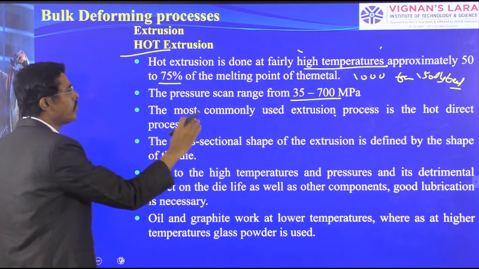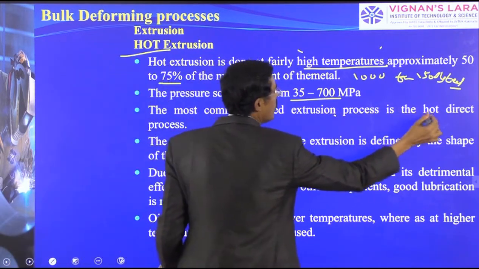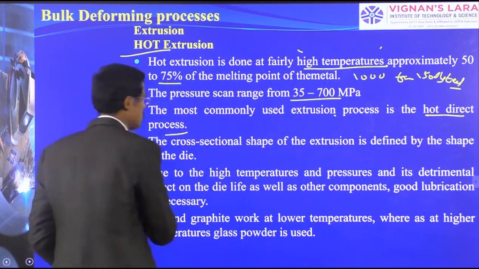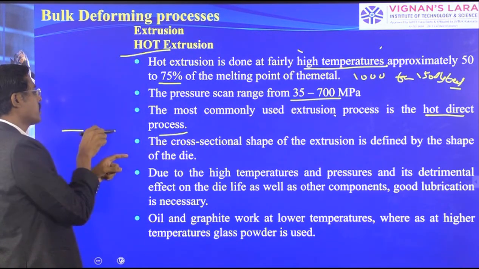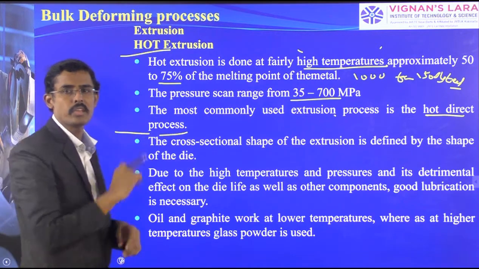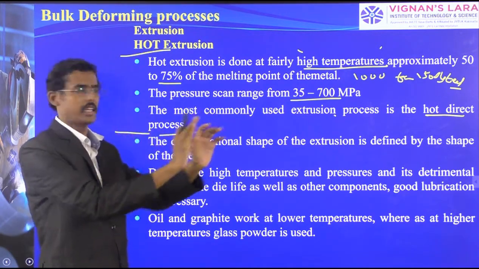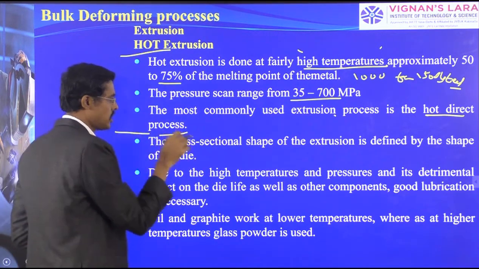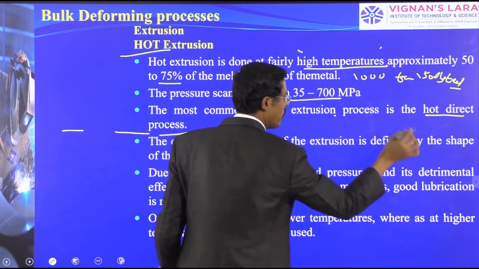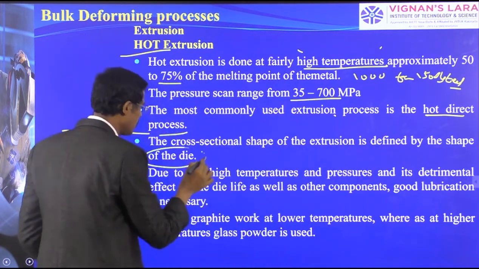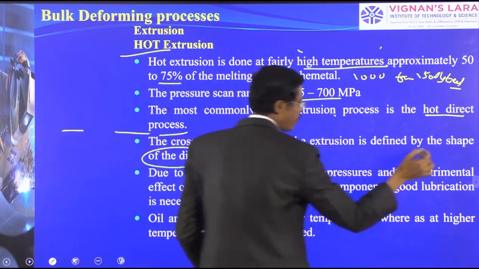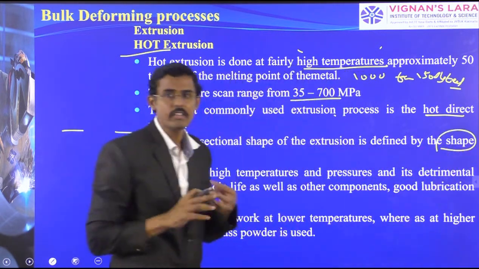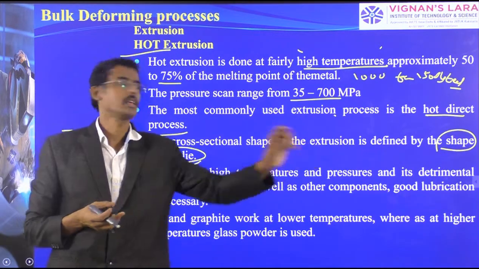The most commonly used extrusion process is the hot direct extrusion process. What is the direct method? We are pressing in one direction, and in the same direction the product comes out. That is what we name a forward or direct extrusion process. The cross-sectional shape of the extrusion is defined by the shape of the die. The die has holes, and through the holes the product is going to come out.